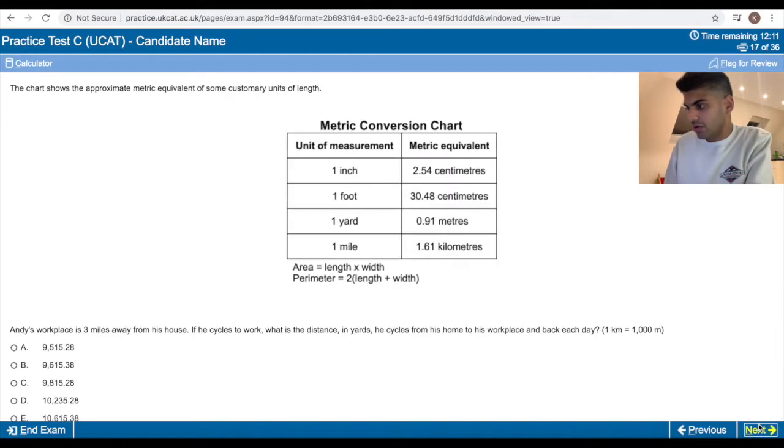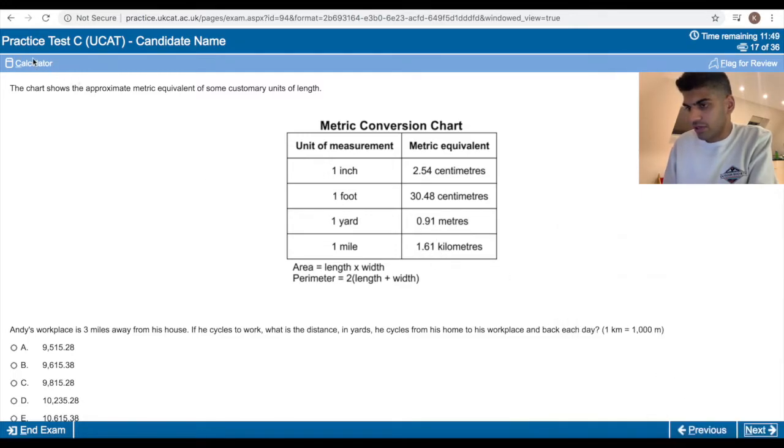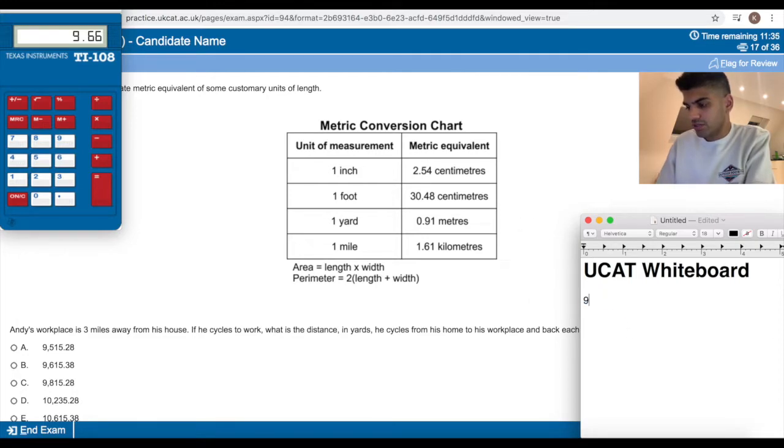So 9 children. Okay, so Andy's workplace is 3 miles away from his house. If he cycles to work, what is the distance in yards he cycles from his home to his workplace and back each day? So that's 6 miles. We want to convert that into yards. So we get into kilometers first: 6 times 1.61 to get the value in kilometers. So that's 9.66 kilometers.